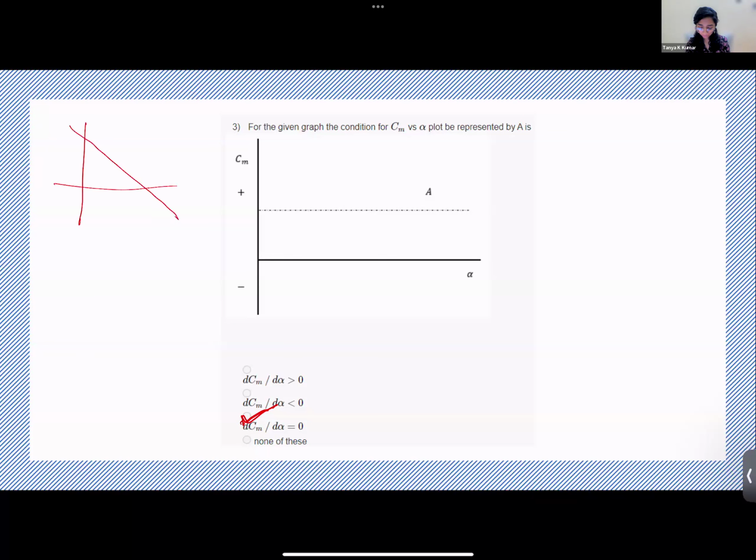For static stability, CM versus alpha, this should be the graph. Why should it be less than 0? Can you tell me physically why it should be less than 0? I think we'll deal with stability in more detail next week. I think the week 9 lectures deal with stability, but these basics we had done earlier. So can you recall and tell me, physically, why should CM alpha be less than 0 for stability?